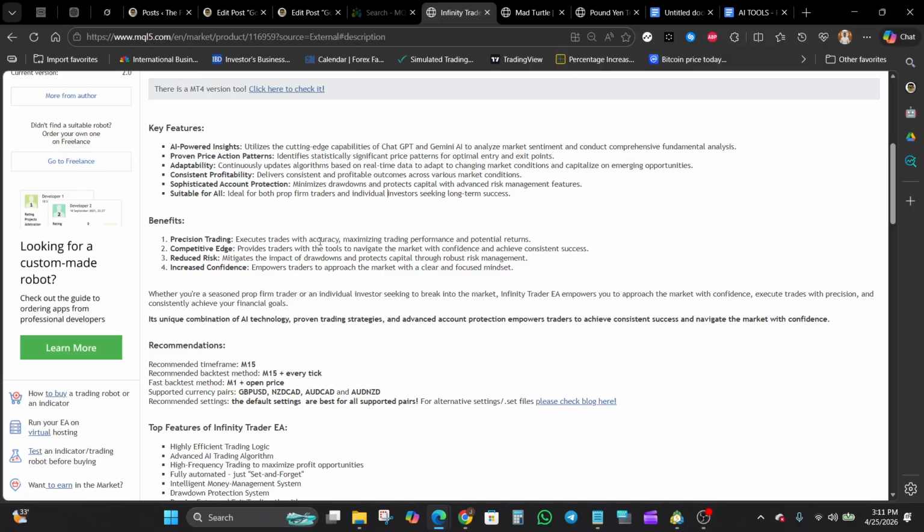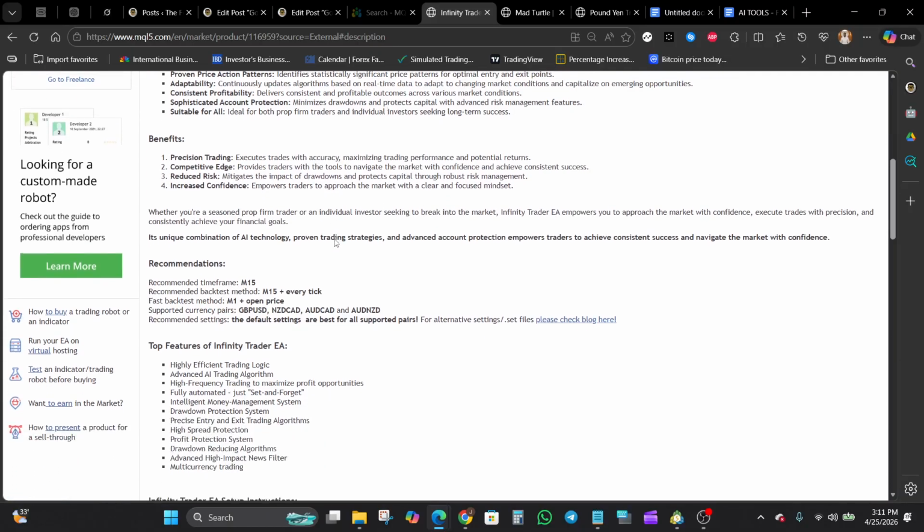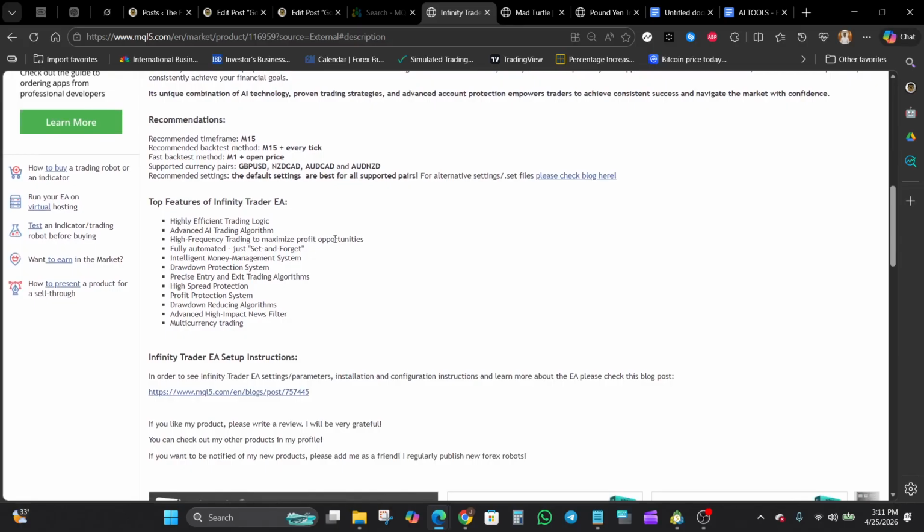There's also a high impact news filter. And this is important because major news events can distort price behavior, and many EAs fail during those periods. So, by filtering trades around news, the EA is trying to avoid unpredictable volatility spikes. And finally, the EA supports multi currency trading, meaning that it can diversify across pairs instead of relying on a single instrument. This can help smooth overall performance, but it also introduces more complexity in terms of managing correlations between pairs.